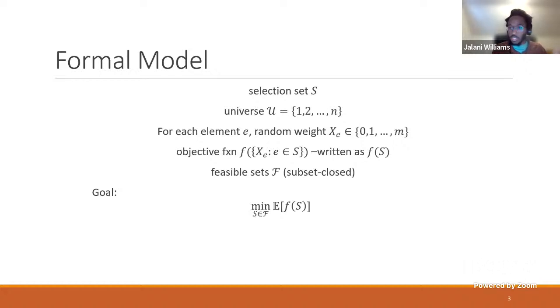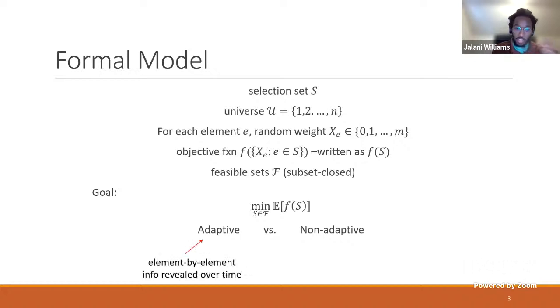And we also need to distinguish between 2 different settings here, the adaptive setting and the non-adaptive setting. In the adaptive setting, we build our selection set element by element, and as we add an element to our set, its random weight is revealed, and we can then adapt our strategy based on it, right? Whereas for the non-adaptive setting, we have to choose our selection set all at once, and information is revealed at the end. Okay, right. So now that we have our formal model, what's known about this, and as a preface, we'll be focusing on the adaptive setting here.